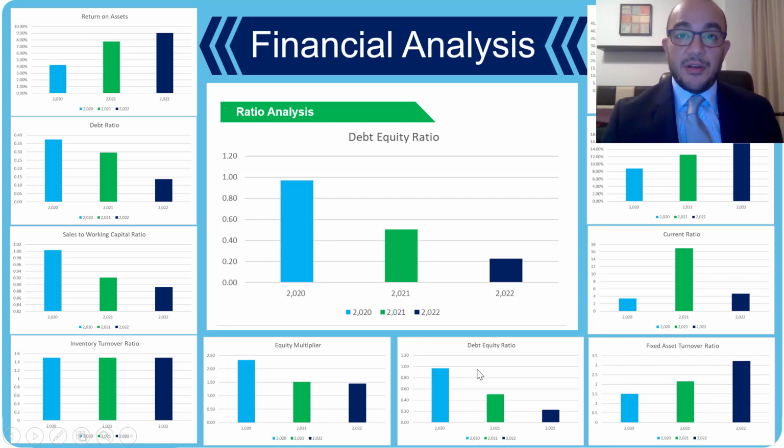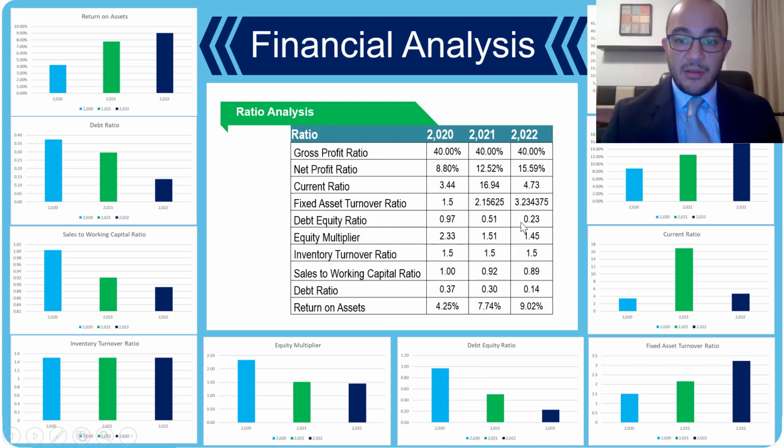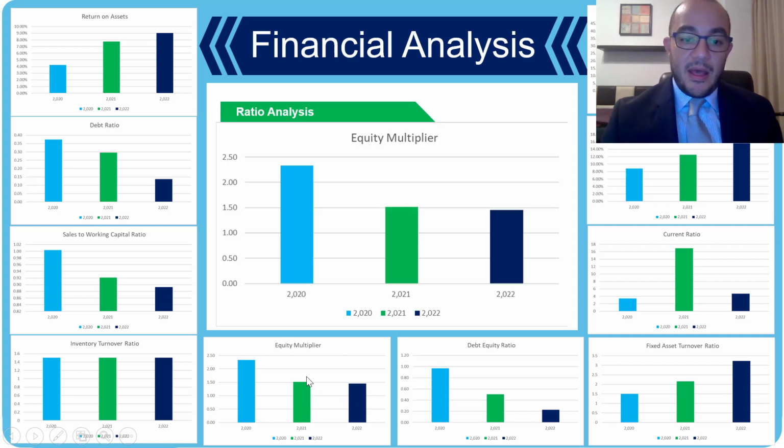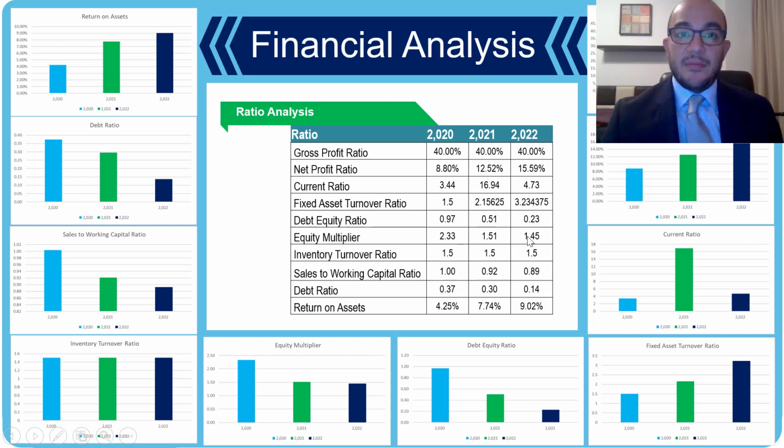Then the debt equity ratio. The debt equity ratio helps us to know how much debt there is compared to the equity, and the value is less than 1, which is good. The equity multiplier shows how much total equity is in the business, and again the factors are satisfactory.